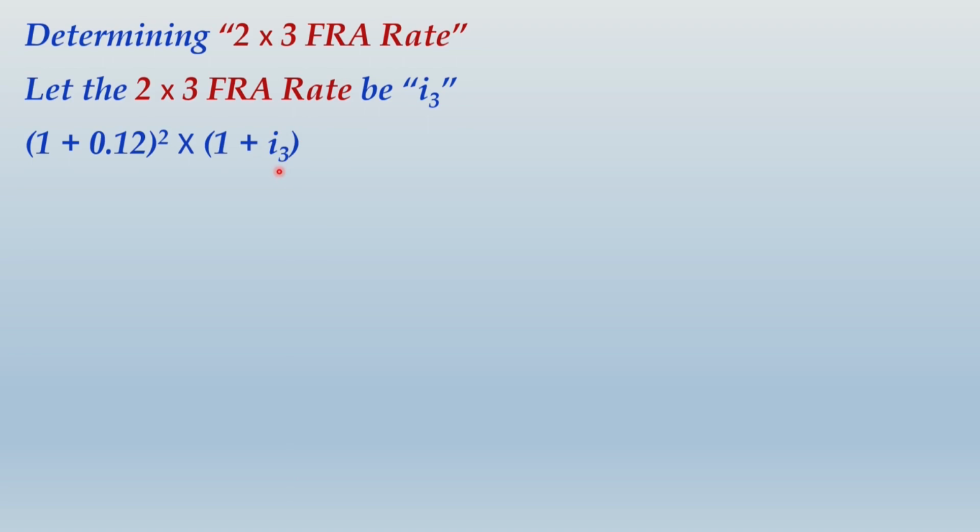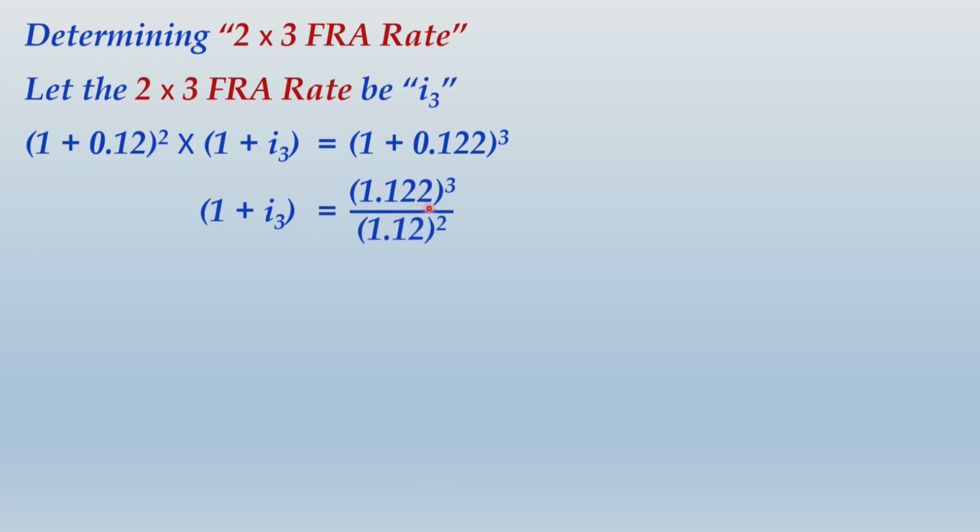In that case, this would obviously match with the 3-year remaining maturity bond, which was offering you 12.2% as yield rate, but for 3 years compounded value it would be 1 plus 0.122 raised to 3. When you solve this equation, what do you get? 1 plus I3, this part will be this whole thing divided by 1 plus 0.12 whole square. So that will be equal to 1.122 raised to 3 divided by 1.12 raised to 2.